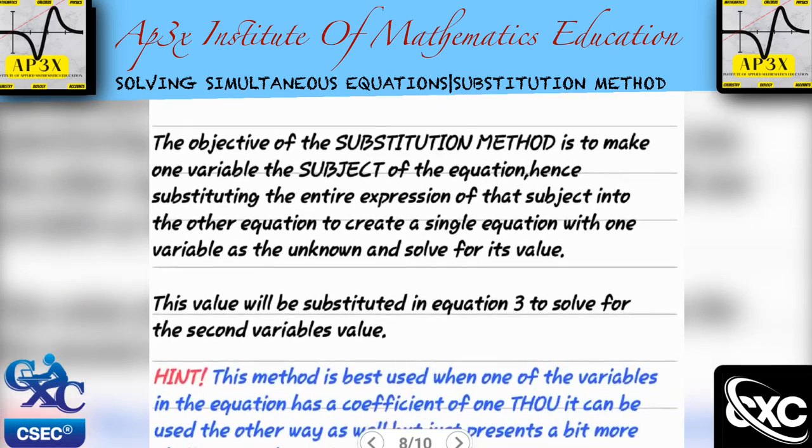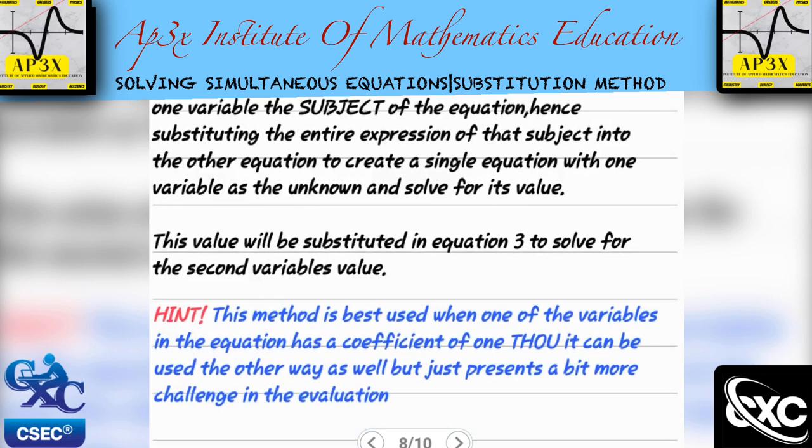All right, now let us dive on then into what is exactly the objective of the substitution method. Now, the objective of the substitution method here is to pretty much make one of the variables the subject of the equation. So whichever equation contains the variable with a coefficient of 1, that particular variable is our target. That is the variable that we want to make the subject of the formula.